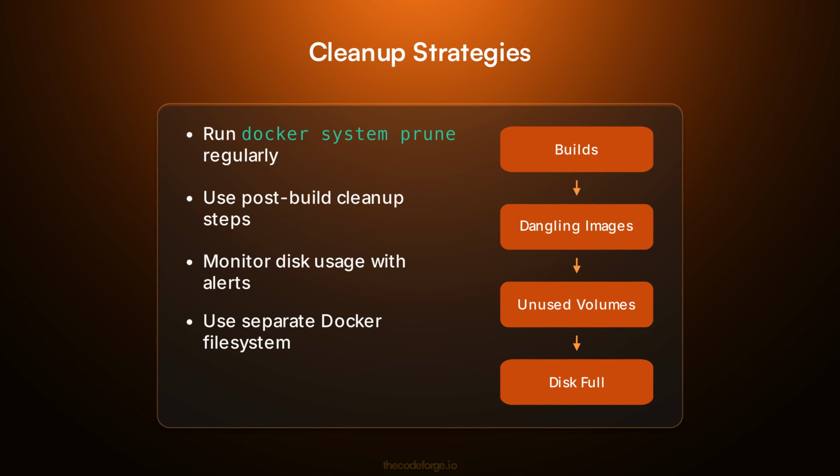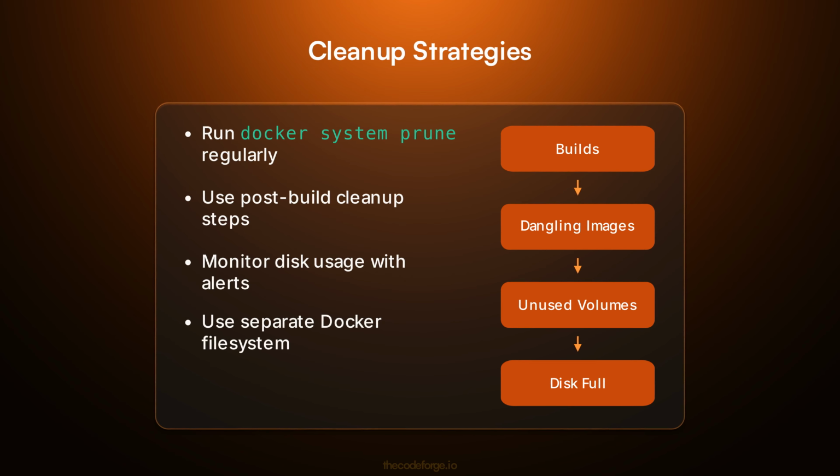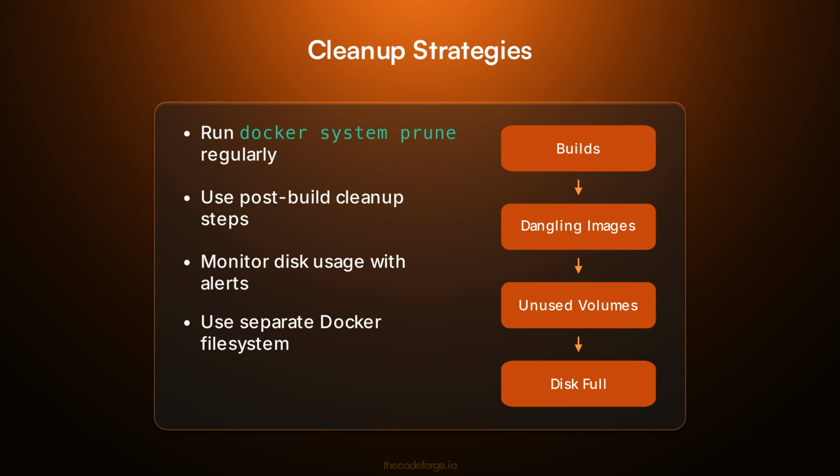Disk exhaustion is the most common production issue. Implement a cleanup strategy. Run docker system prune -af --volumes via cron, add post-build cleanup steps, monitor disk usage with alerts, and consider a separate Docker file system.